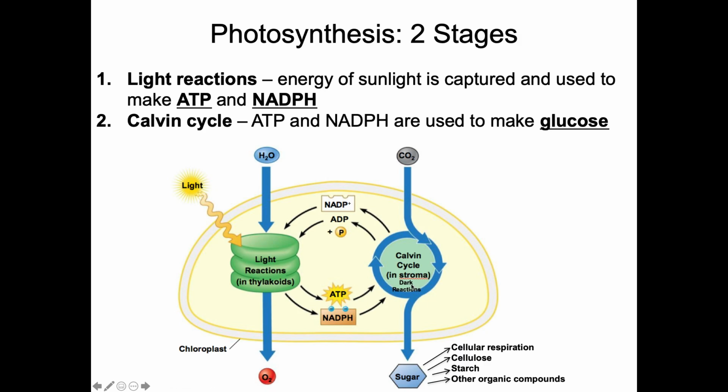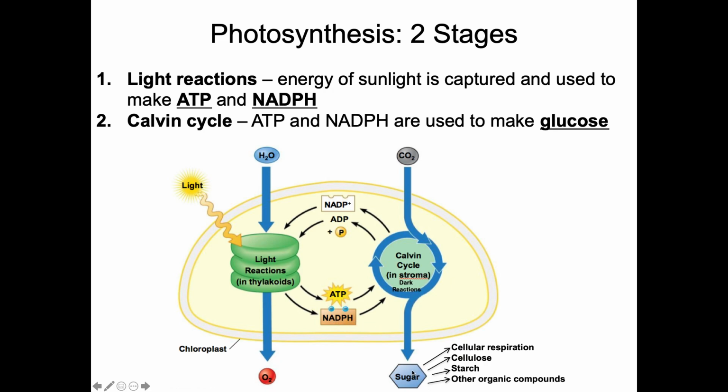And then sometimes it's called the dark reactions, just because it doesn't need sunlight to actually occur. But you do need the products from the light reactions, which does need sunlight. So this Calvin cycle can keep going as long as it has ATP and NADPH. But it'll stop and then wait for the light reactions to generate more ATP and NADPH.